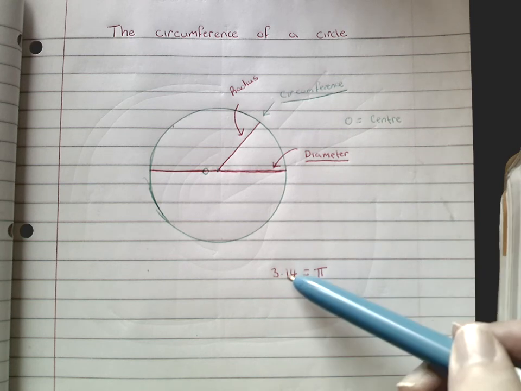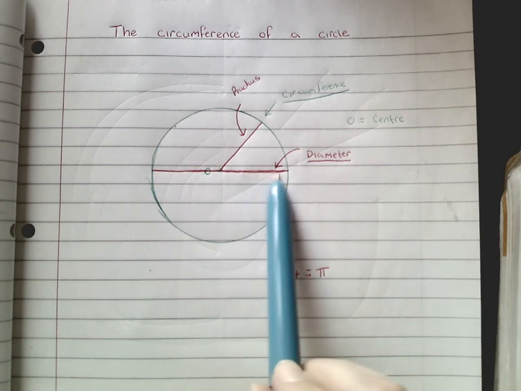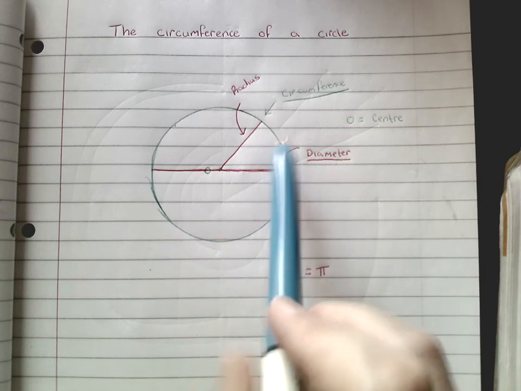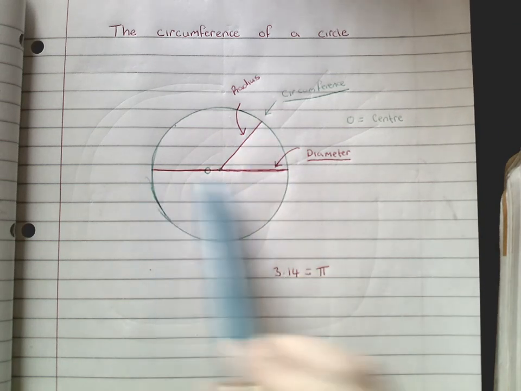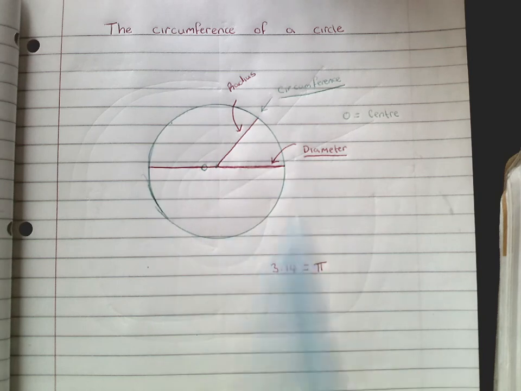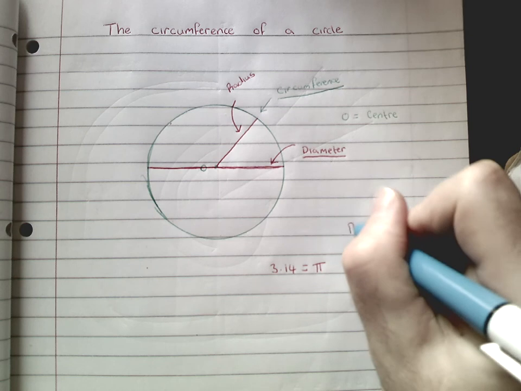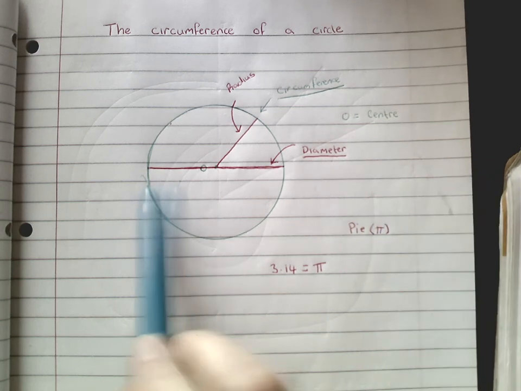So basically what this 3.14 means is how many times this diameter here will fit around the circumference. So you'll roughly get about 3 and then 0.14 of the length of this diameter around the circumference. And that's the same for every circle, no matter what the size of the circle or the radius of the circle. So this is a Greek letter and it's called pi. And it's used to represent this relationship.